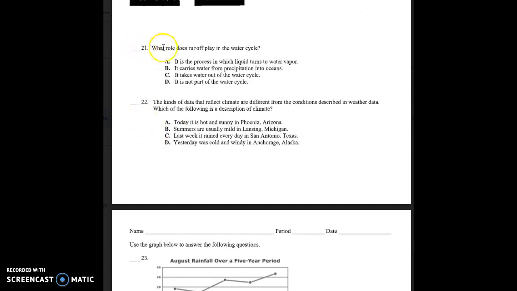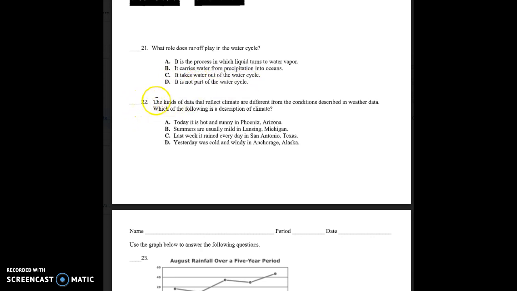Number 21. What role does runoff play in the water cycle? A. It is the process in which liquid turns into water vapor. B. It carries water from precipitation into oceans. C. It takes water out of the water cycle. D. It is not part of the water cycle.